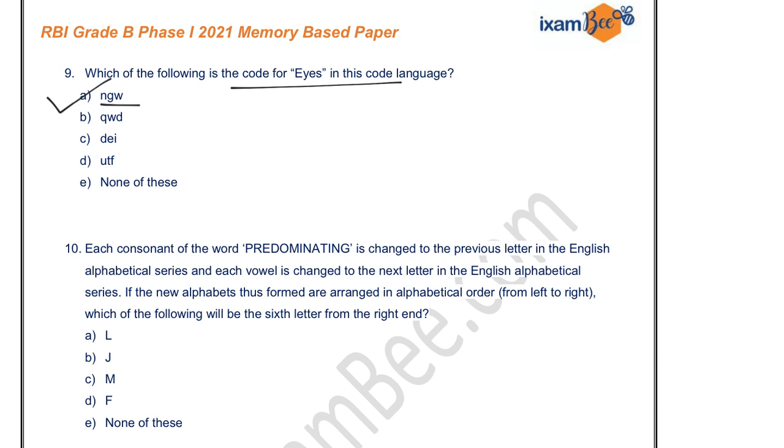Now you can read the 10th question, wherein it is given to you that each consonant of the word predominating is changed to its previous letter in the English alphabet, right? And your vowels are changed to the next letter in the English alphabetical series, and then you have to arrange all the alphabets in alphabetical order from left to right, and you have to find which of the following will be the sixth letter from the right end. So first of all, we will write the word predominating.